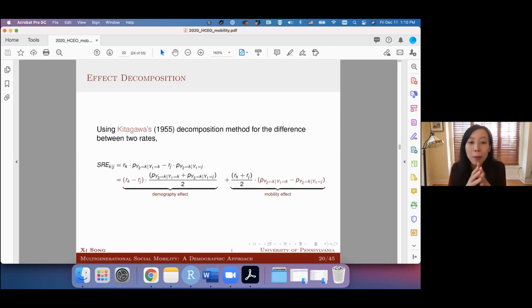But it's a very simple decomposition method. The demography effect is the effect that can be attributed to differences in reproduction, or the number of children, measured by fertility. And the mobility effect measures the difference caused by the mobility probabilities while fixing the reproduction for different families at the mean of those two groups.